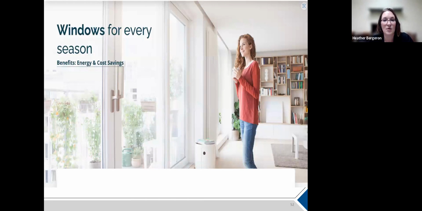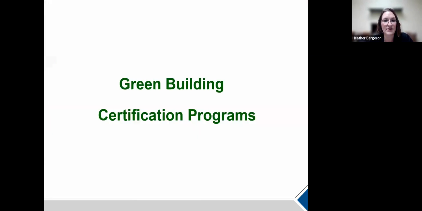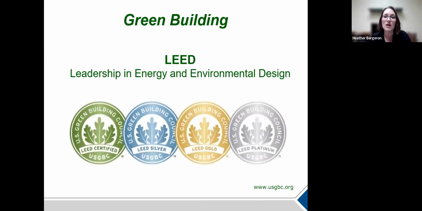Windows for every season. We're going to go through some benefits on energy and cost savings here. Here are green building certification programs, where you can have these types of incentives by being LEED, by being green. LEED is Leadership in Energy and Environmental Design. Depending on what type of building you're involved in on your upcoming projects, there are different certifications that LEED has as far as how they look at having that building be LEED.